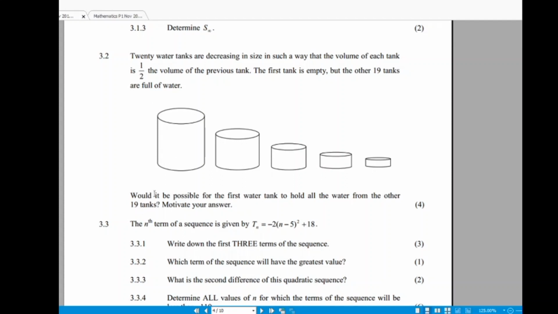Now, would it be possible for the first water tank to hold all the water from the other 19 tanks? And then we have to motivate our answer. They tell us that the first tank is empty, but the other 19 tanks are full of water. So if we take the water from the other tanks and pour that amount of water into the first tank, will the first tank be able to hold that amount of water? We have to prove it and justify our answer. So let us solve it.